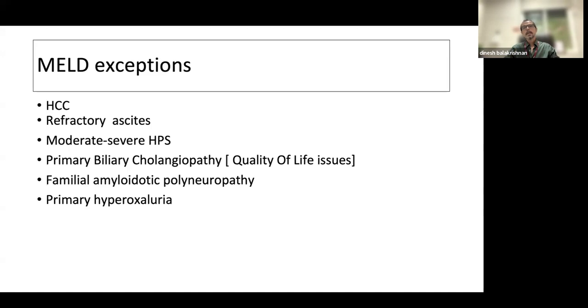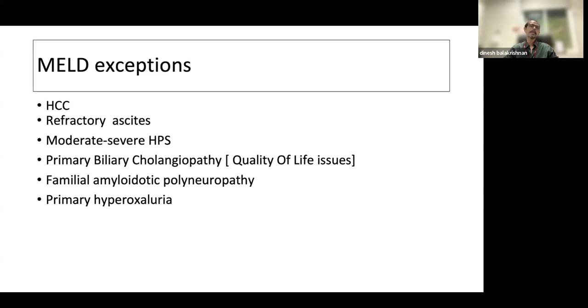Now, primary biliary cholangiopathy, the indication is severe pruritus affecting quality of life. So they may have a MELD score which is low. Familial amyloidotic polyneuropathy, again, low MELD score, but they have significant quality of life issues.